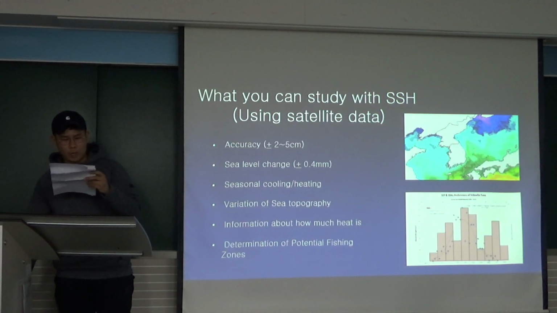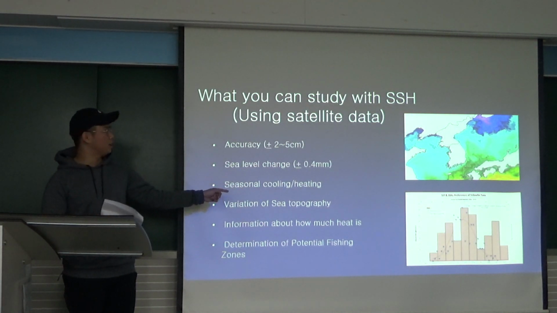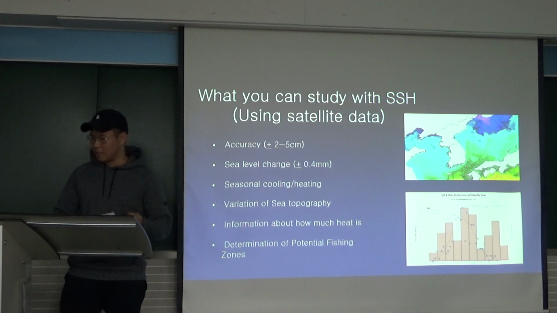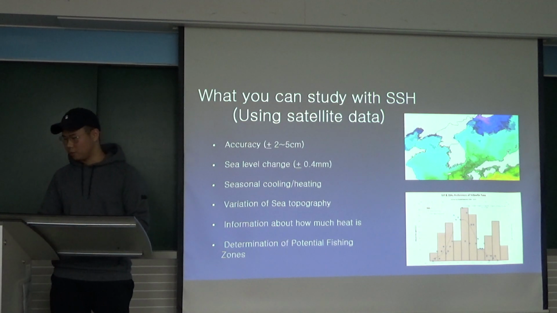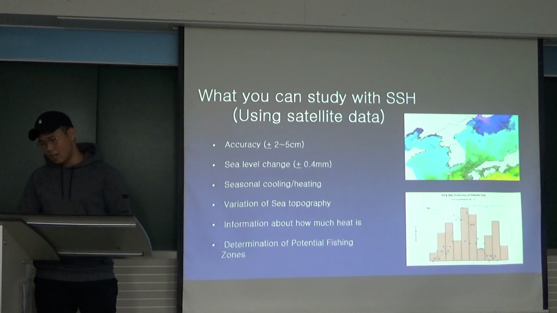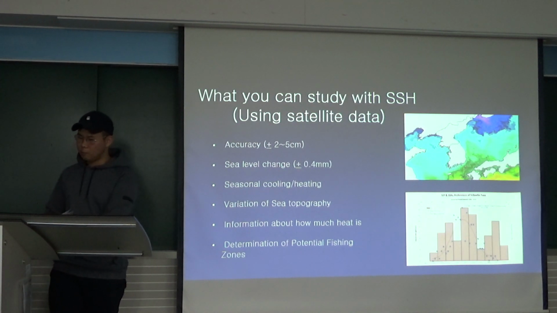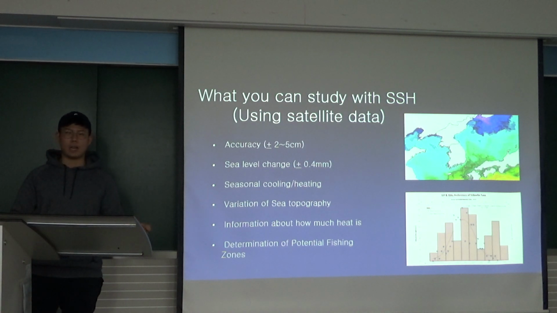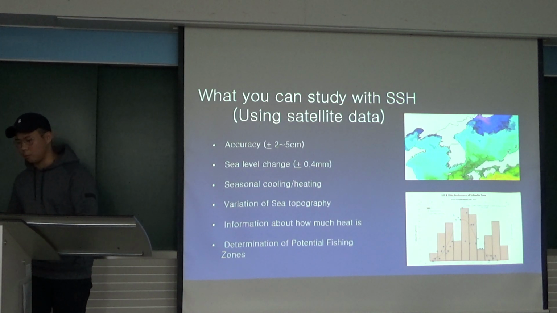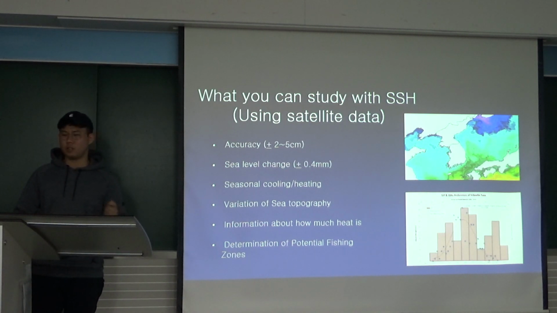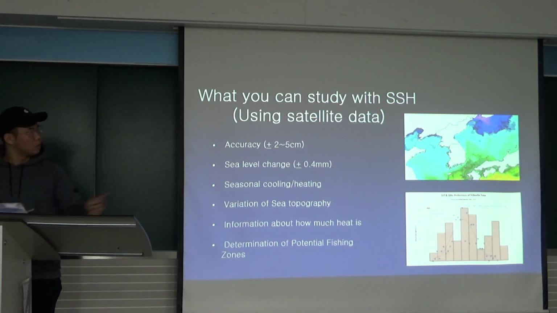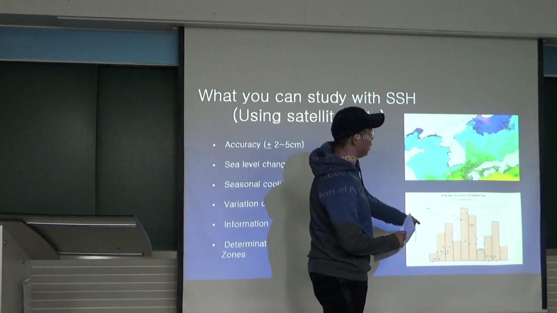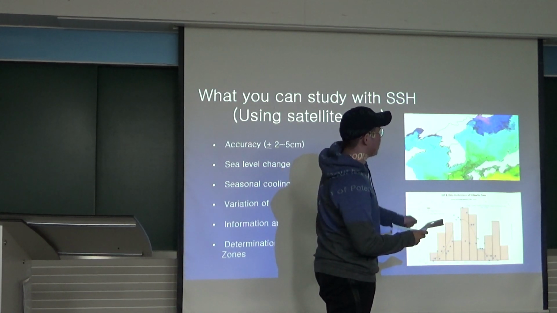Finally, this is also in the final exam study range. So we can study accuracy, sea level change, seasonal cooling and heating, variation of sea topography, and information about how much heat there is. And except for one thing, this is not in the final exam, but with sea surface height anomaly data, we can determine potential fishing zones. For example, yellowfin tuna. The figure below shows the performance of yellowfin tuna, which is related to sea surface height anomaly.